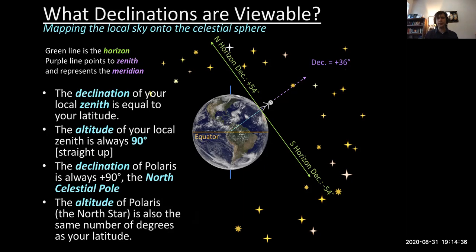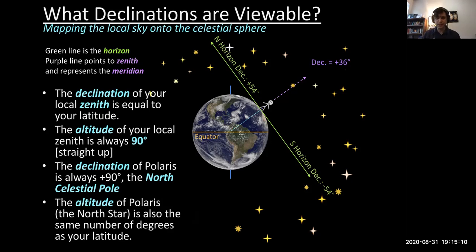I'm gonna try to walk you through a little bit of it so you can see that these declarative statements can just be derived by drawing a couple of lines and knowing some basic geometry. But realize how powerful of a statement that is. The altitude of Polaris, the number of degrees above the horizon, is the same number of degrees as your latitude. So here in Knoxville, we're at latitude 36. So Polaris is at altitude 36 degrees above the horizon.